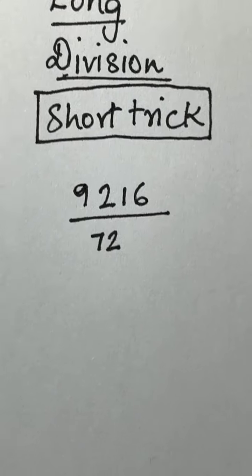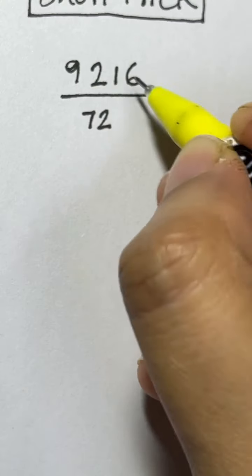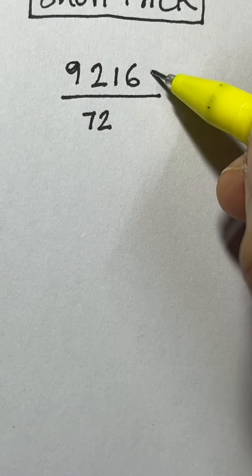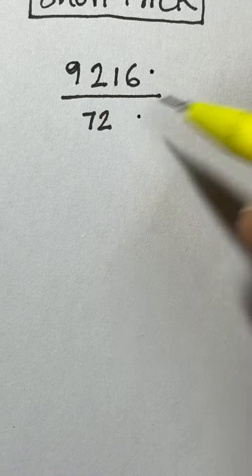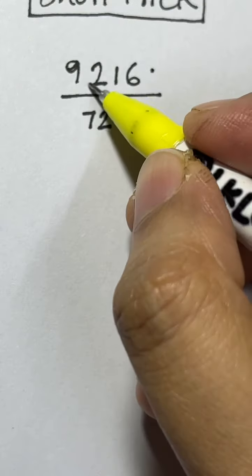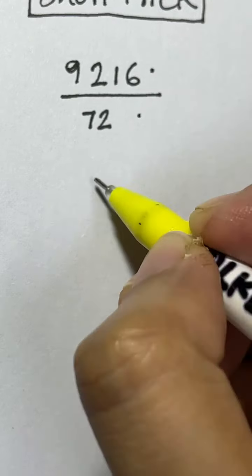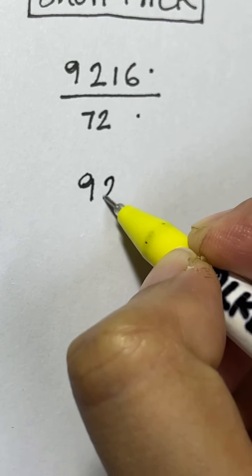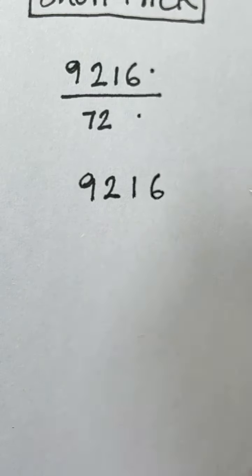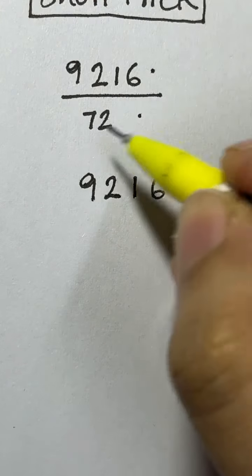Okay, let's see. First of all, you have to listen carefully to what we have to do, because this is a totally different way of doing the division trick. So now we just write the dividend. What is our dividend? This is our dividend. This is our divisor. All right. So we are going to write the dividend here: 9216. And then this is our divisor.